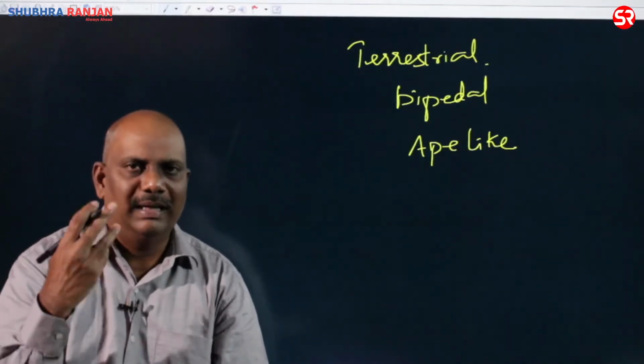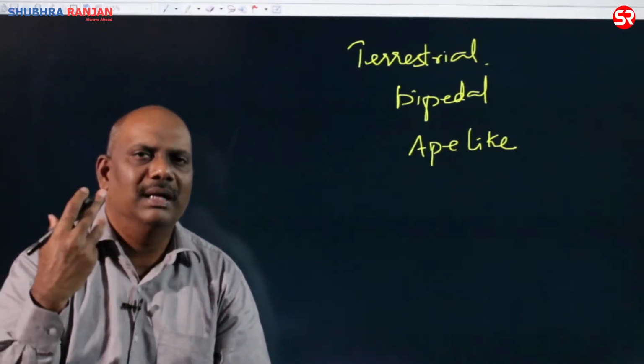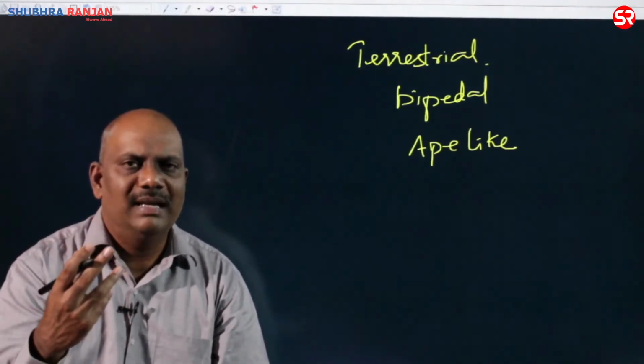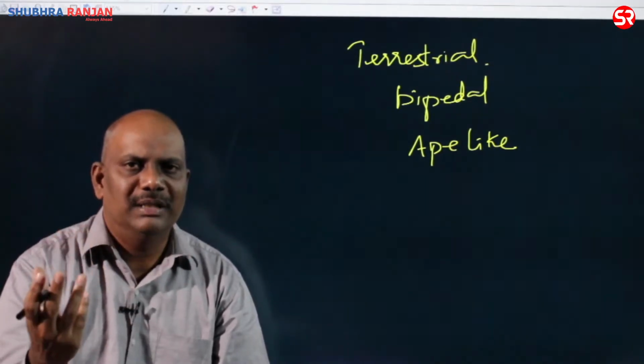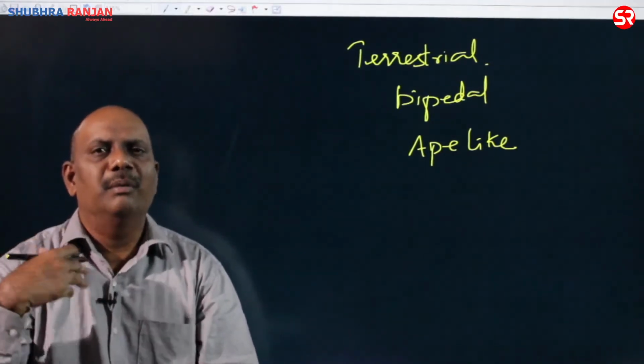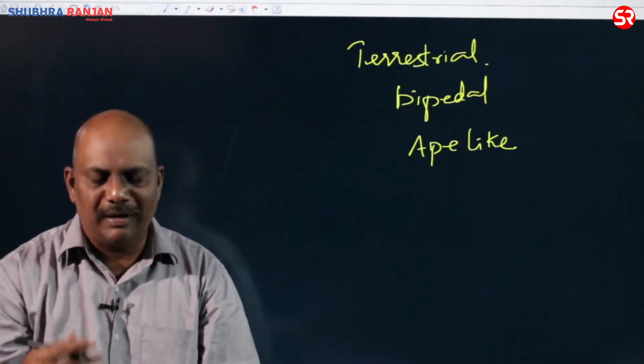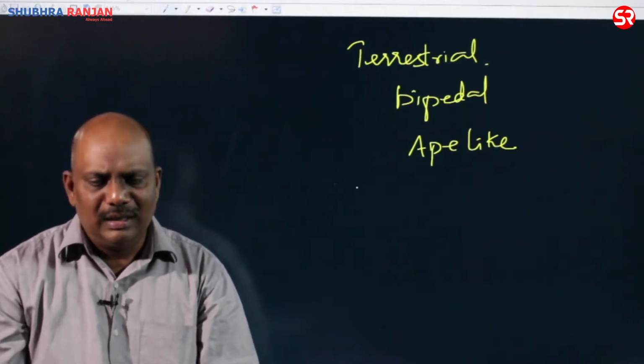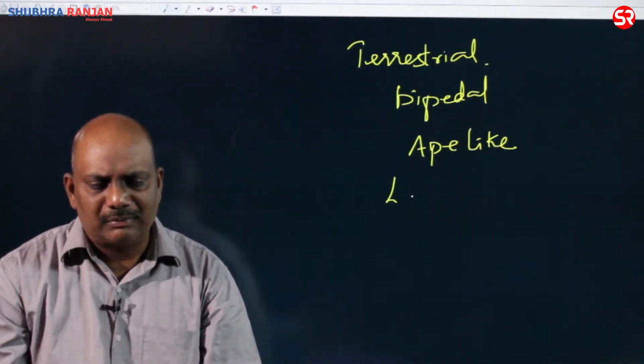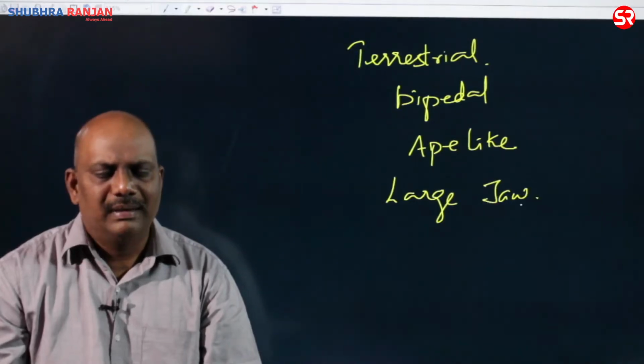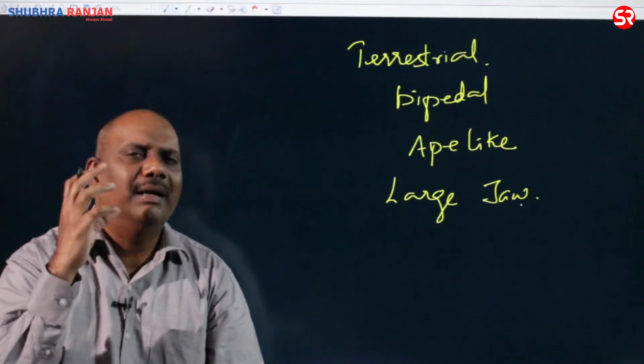I'll tell you what you mean by an ape. Ape means our human ancestor. As I told you, we didn't descend from monkeys or chimpanzees. We have descended from apes. Okay, ape-like. And they had a large jaw, which was meant for biting and chewing.